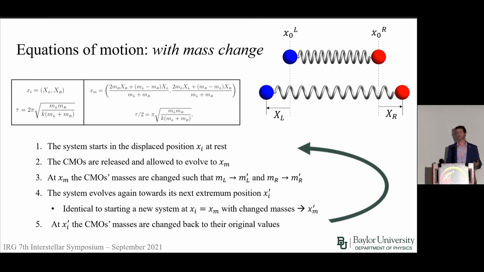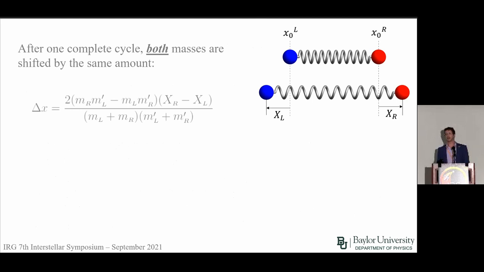Now, the really interesting part about this system is that after one full cycle, both of the masses have been shifted along the spring axis by the same amount. This will vanish if you assume that M sub R and M sub R prime are identical and M sub L and M sub L prime are identical, which is the exact same thing as saying that we don't have any mass change in our system.